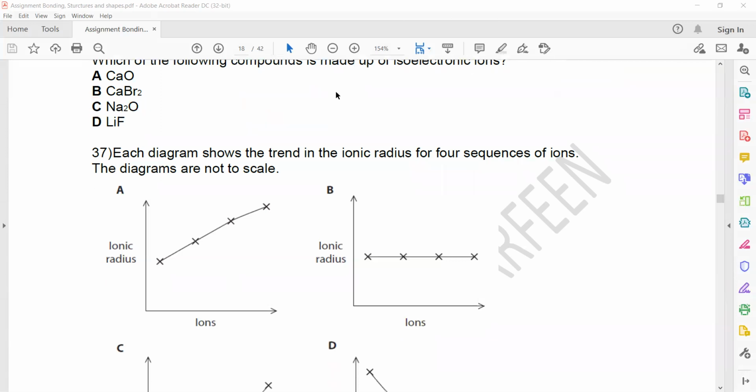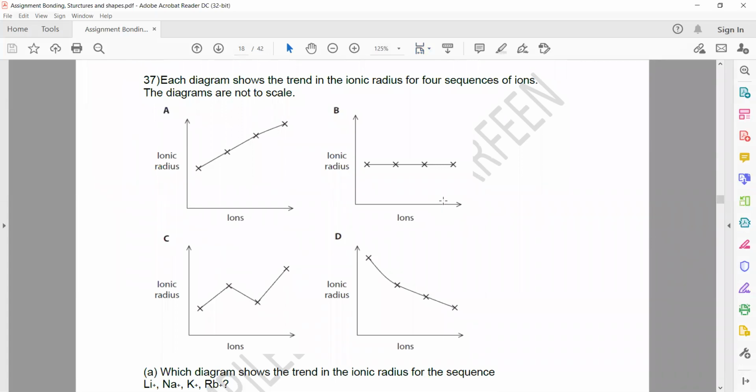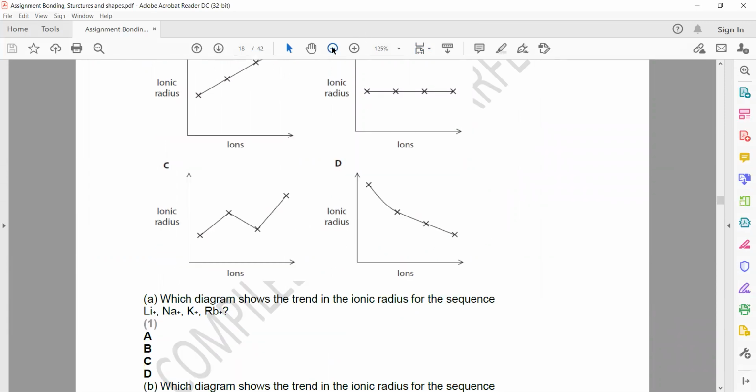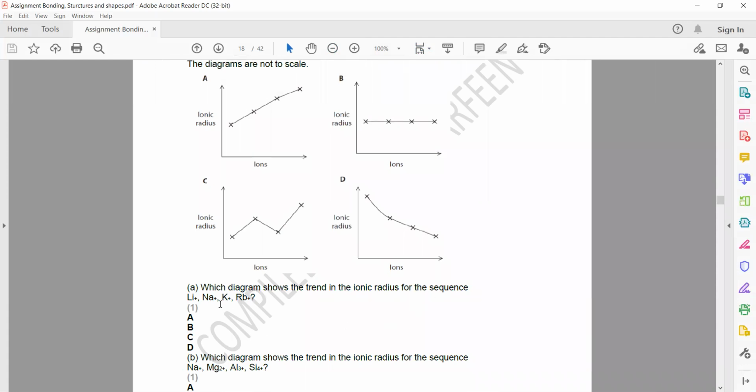Each diagram shows a trend in ionic radius for a sequence of ions. The diagram is not to scale. So we have to select which diagram shows a trend of ionic radius for sodium, lithium. Down the group the size increases. So as the size increases, which of them is showing an increase in size? A is a graph which is showing an increase in size. So for the first one, A is the right answer.